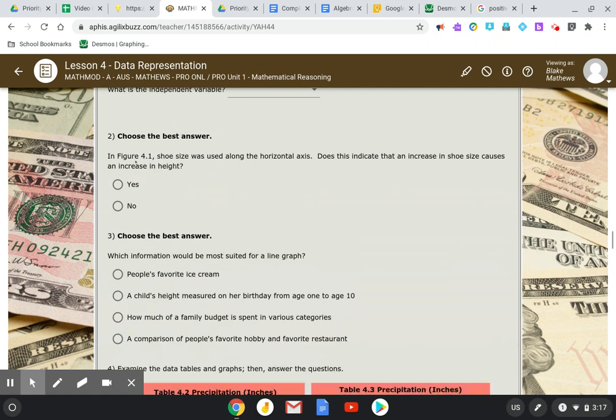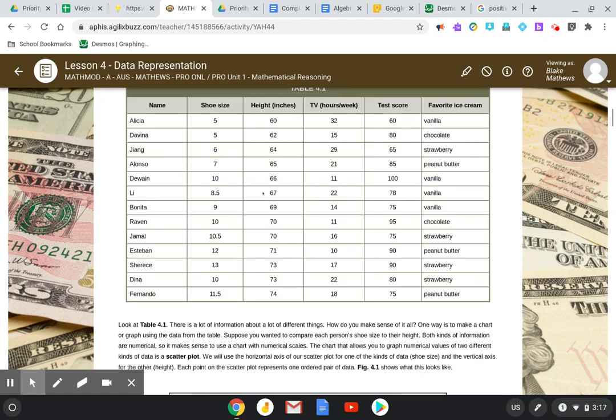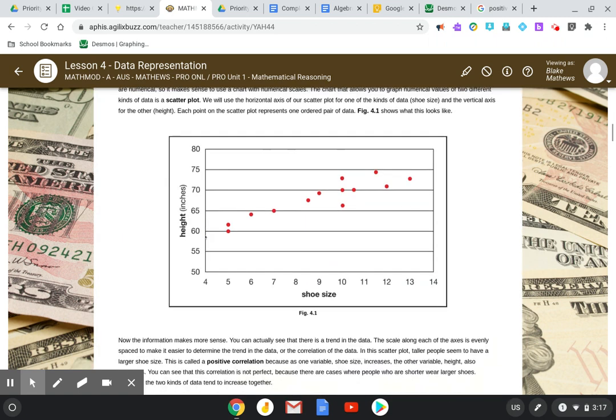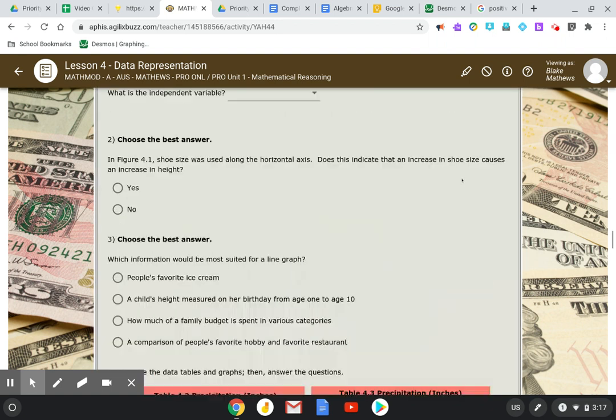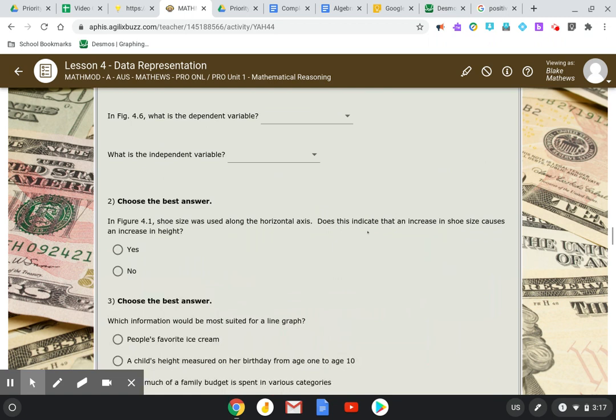Again, they're asking questions 4.1. Let's go look at that one. That was the very first one. They ask, is there a relationship? Does there appear to be an influence? So you just answer as to what you think. Do you think that there is an indication that an increase in shoe size causes an increase in height? Yes or no?